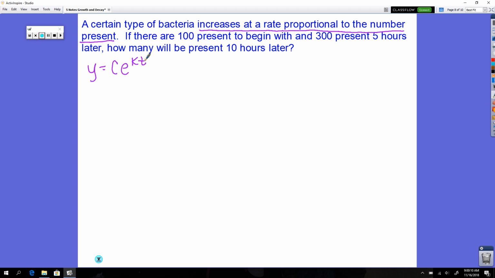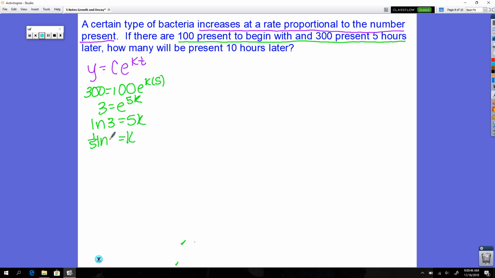So first things first, we need to start with the fact that there's 100 present and 300 present 5 hours later. So my C is 100, what I start with, but 5 hours later there's 300, so 300 is going to be my y. e to the k times 5. Divide by 100, so 3 equals e to the 5k. Take the ln on both sides. So I get that k is 1/5 ln of 3.